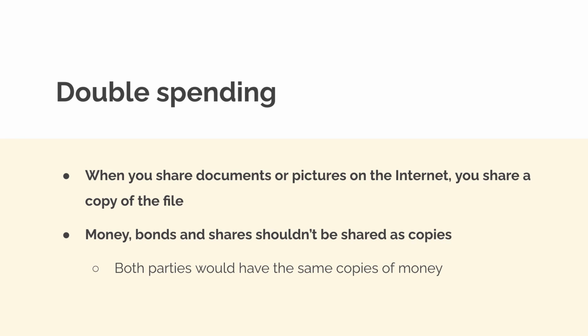If I were to send you $5, I'd be copying the $5, but then I'd still have my $5. So that's not really a transaction, that's just copying money. That's why we can't share money, bonds, and shares as copies. So that is double spending.